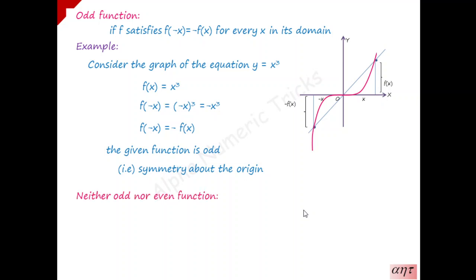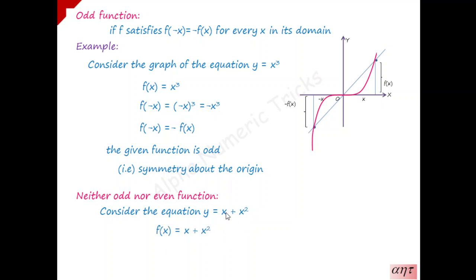Next we will see an example of a function that is neither odd nor even. What is neither odd nor even? It is a function for which we can't say that it is an odd function or an even function. We can't conclude that this function is an even function or that it is an odd function. Such functions are called neither odd nor even. Consider the equation y is equal to x plus x squared.